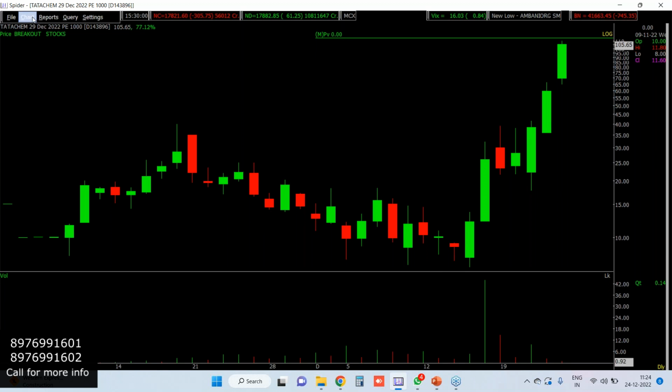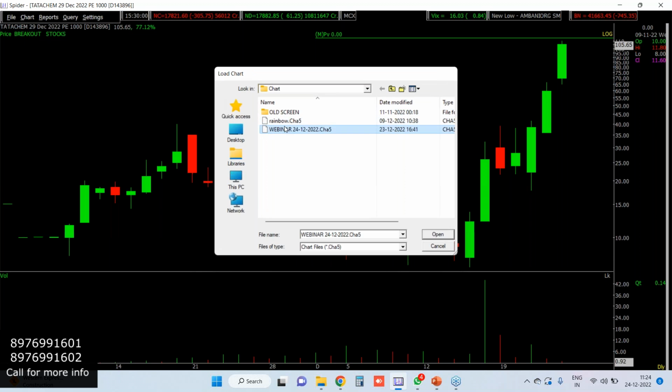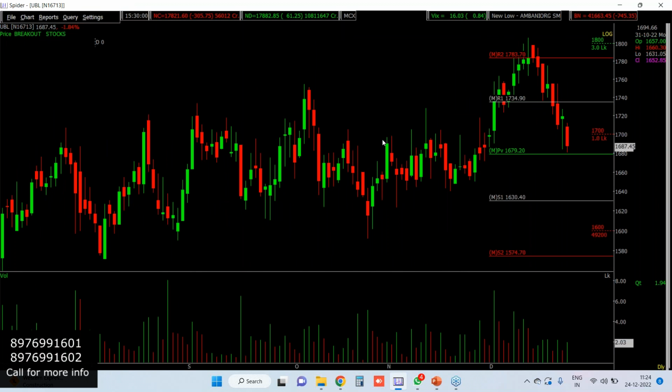Next I'll show you more examples. For example, I'll load the chart. See, this is the UBL chart. Again, UBL gave a very good breakout at 1734 and it is currently trading at 1783.